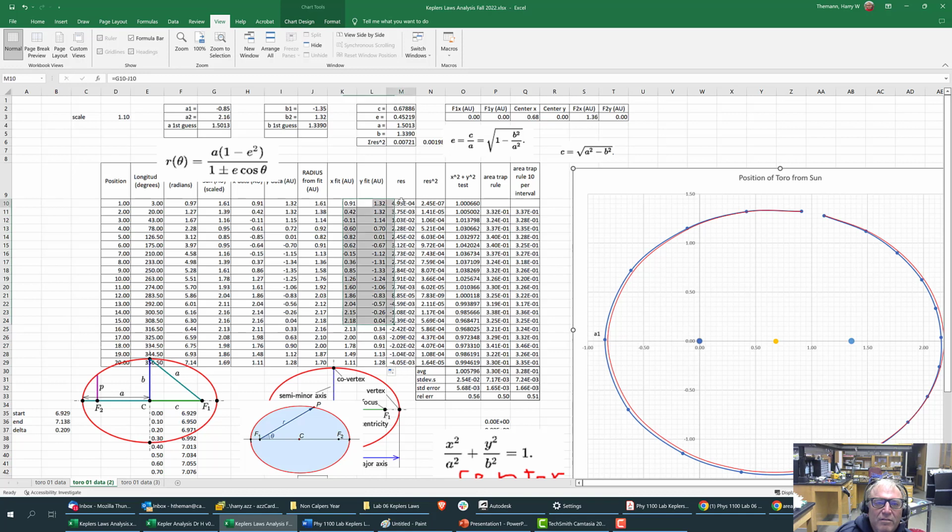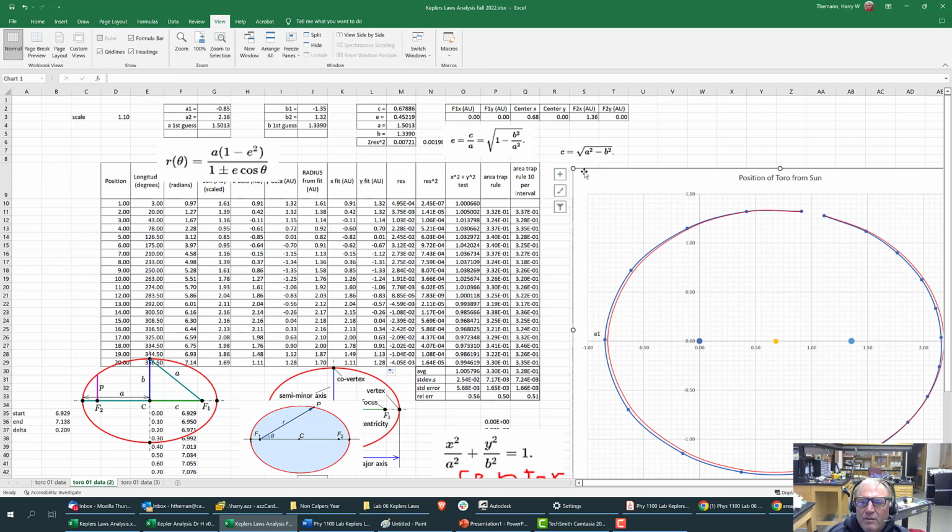And I also now can do my residuals: data minus the fit. That's the R values, the magnitude of the vectors, and our standard residual squared. The rest of this is for testing Kepler's laws. And remember I told you I couldn't figure out how to do the area? Well, I did. So you don't have to print this and draw lines on it.